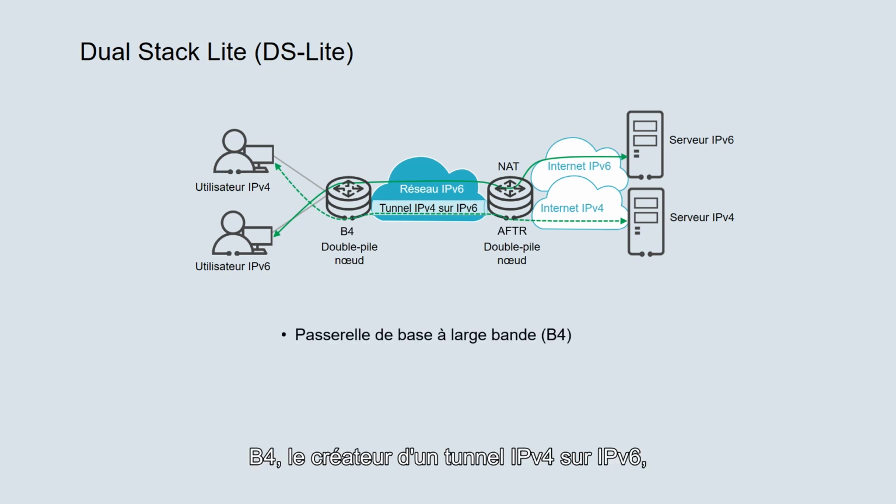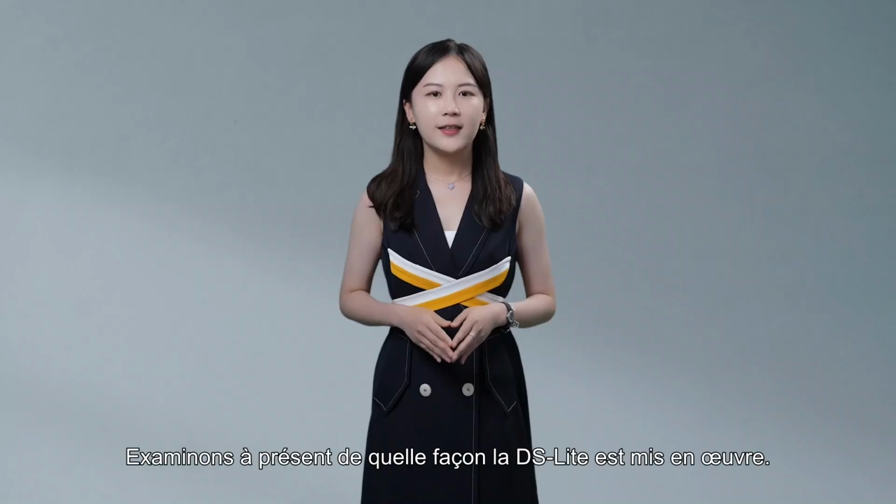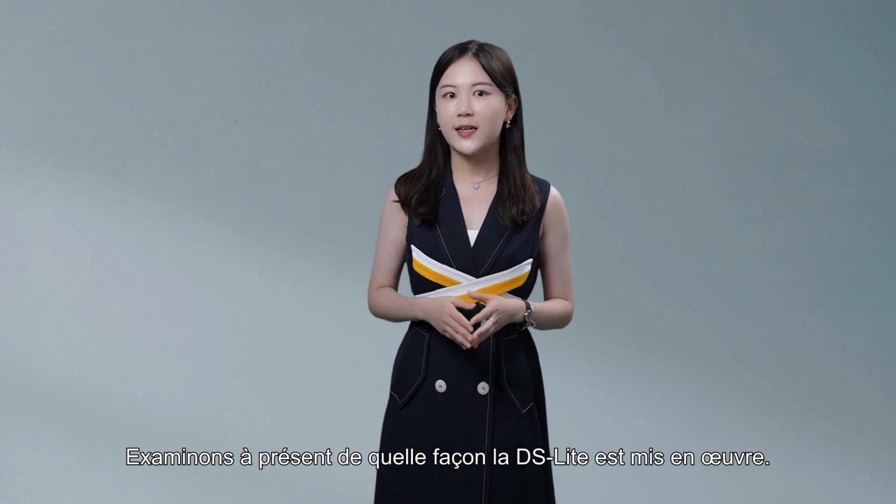B4, the creator of an IPv4 over IPv6 tunnel, is usually implemented on CPEs. AFTR, the terminator of an IPv4 over IPv6 tunnel, is usually deployed on CGN devices. It decapsulates IP packets, performs NAT, and records NAT mapping. Now let's look at how DS-Lite is implemented.